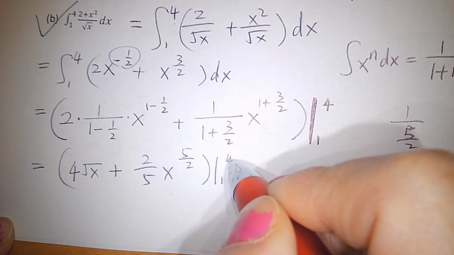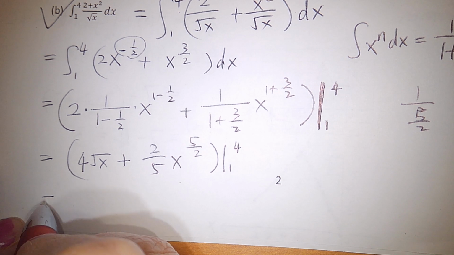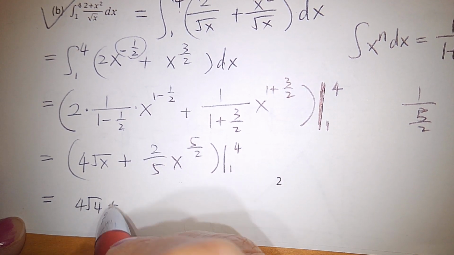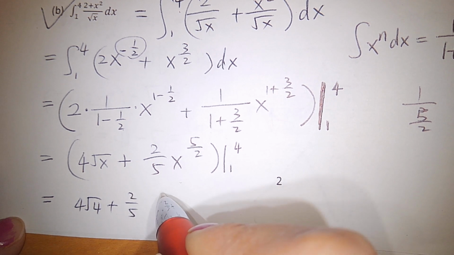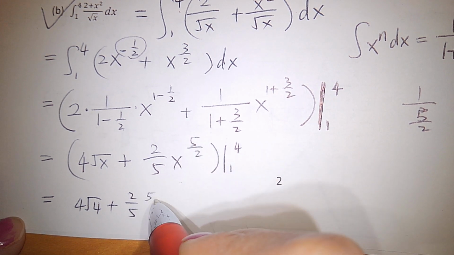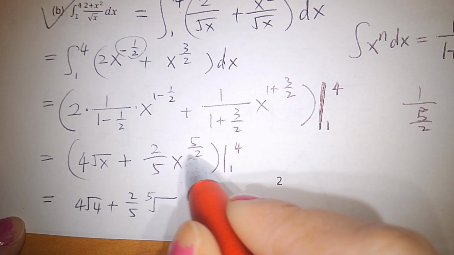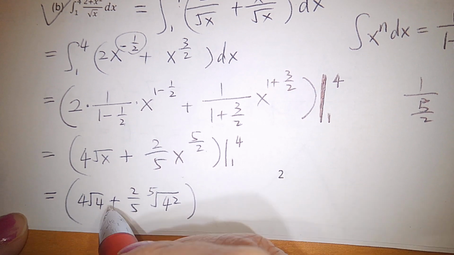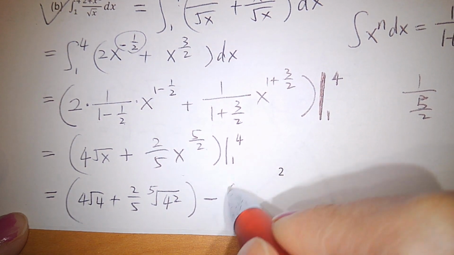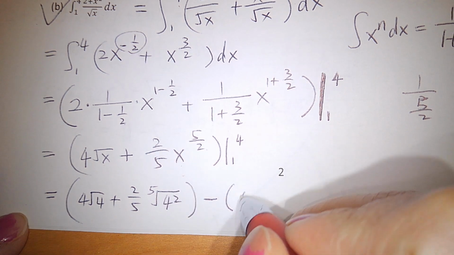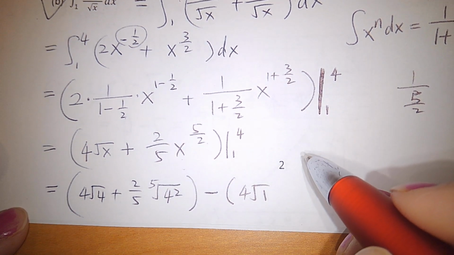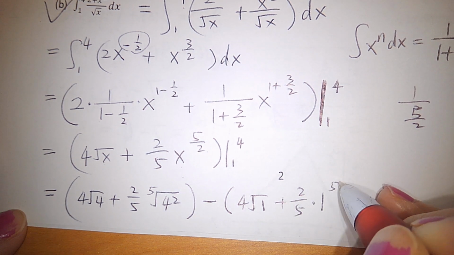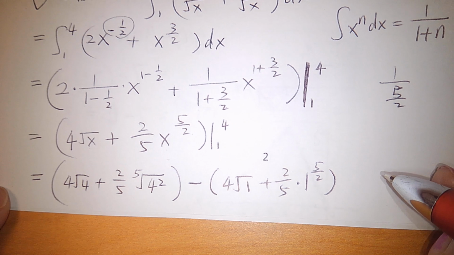Let's do the evaluation. Plug in x by 4: 4 times square root of 4 plus 2/5 times 4 to the 5/2, which is the 5th root of 4 squared. This is capital F of 4. Minus, plug in x by 1: 4 times square root of 1 plus 2/5 times 1 to the 5/2.